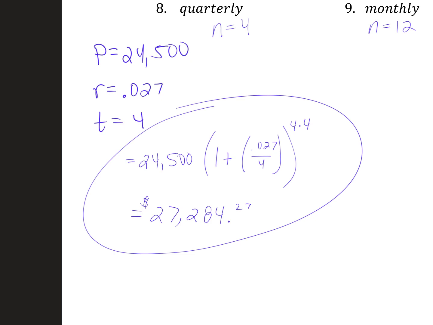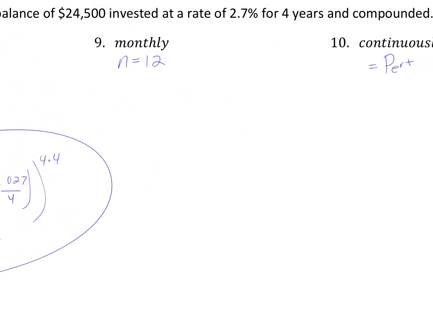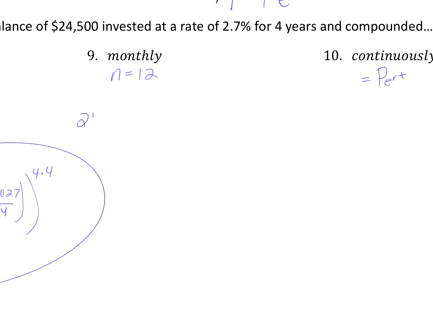So your next problem, monthly, is going to look exactly the same, just your N value changes. So 24,500, 1 plus. Still have that same interest rate of 0.027, but now I'm dividing it by 12, and then I'm raising it to the 4 times 12 power. So calculator peeps, what'd you guys get? 24,500. 1 plus, parenthesis, 0.027 divided by 12, close, and then raise it to the 4 times 12. What'd y'all get?